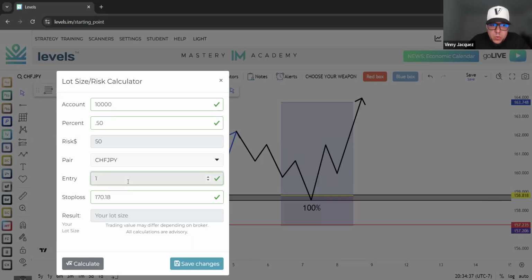So my entry is 158.818. My stop loss is going to be 157.235. Let's calculate. So it's saying I can go ahead and use a 0.05 on this trade setup. And at the end of the day, if I take a loss, I will only be risking and losing $50.